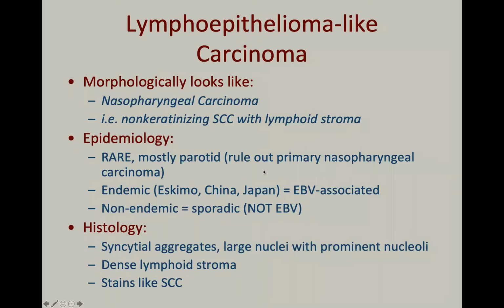Even in the absence of any nasopharyngeal mass, sometimes these can be associated with EBV. So whether it's an occult nasopharyngeal carcinoma that's not detected, or a true EBV primary parotid cancer is really unknown, but some of them can also be not associated with EBV.